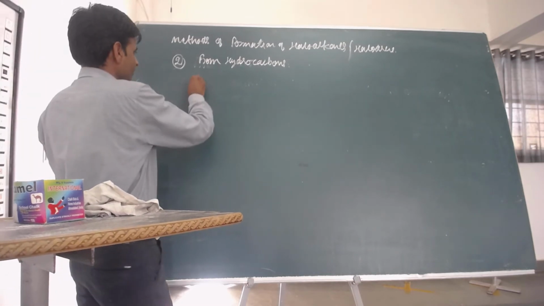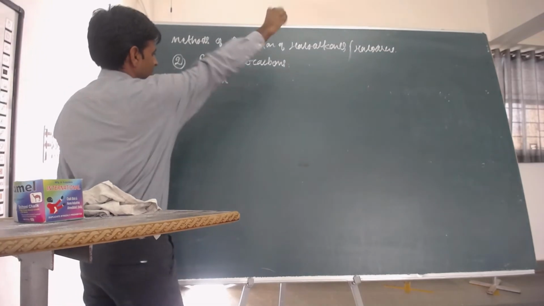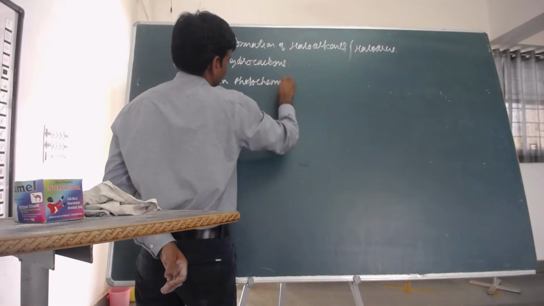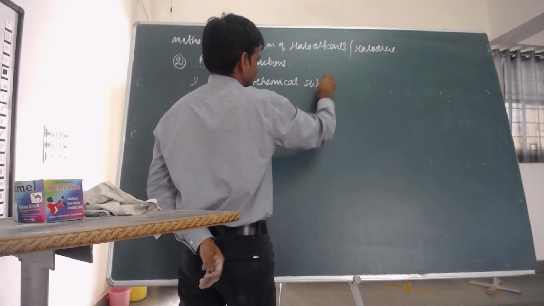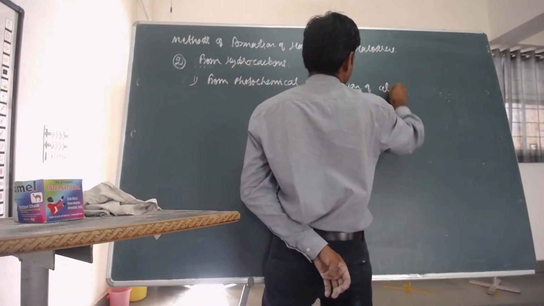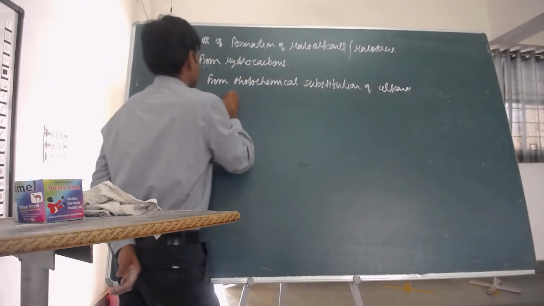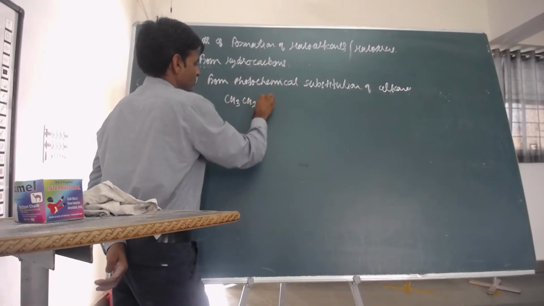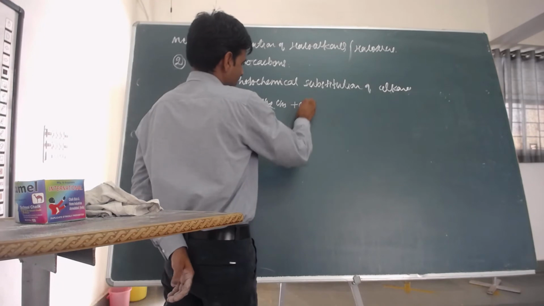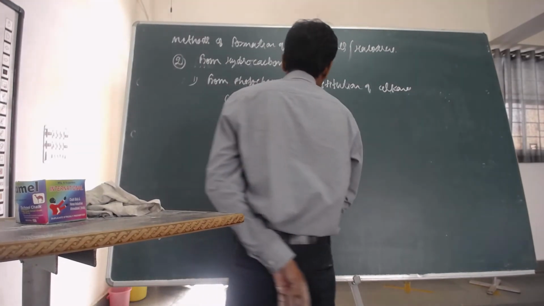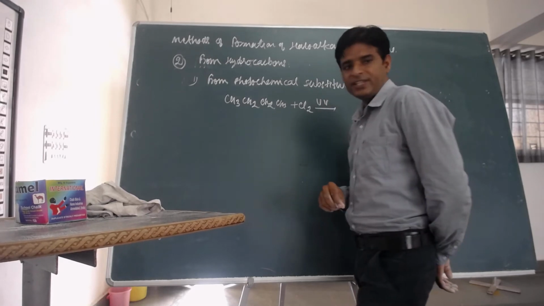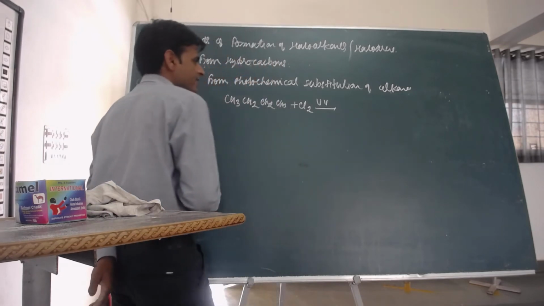First, from photochemical substitution of alkane. We take a simple example of butane. When the substitution reaction is carried out in the presence of UV light, that is photochemical light, we obtain a mixture of primary and secondary haloalkanes.